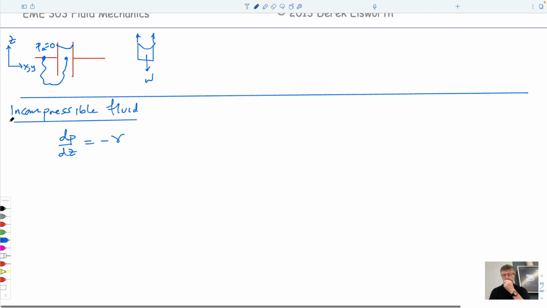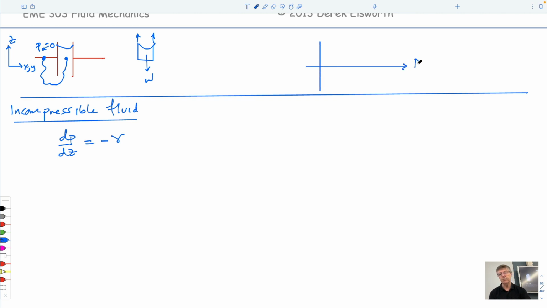And so if we want to figure out exactly how pressure changes as a function of depth, minus z, then what do we do? Well, we can write that dP is equal to minus unit weight times dz. We can take an integral of that. We can evaluate between P1 and P2, Z1 and Z2.